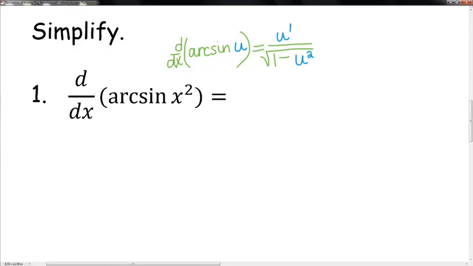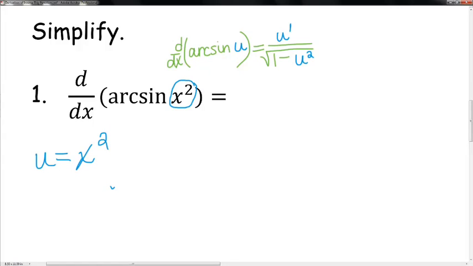Number 1, find the derivative of arc sine of x squared. I already have written the formula for the derivative of arc sine of u, so let's first find what u is. And u is always going to be what is right after your arc sine, so I'm circling it in blue. So our u is equal to x squared.